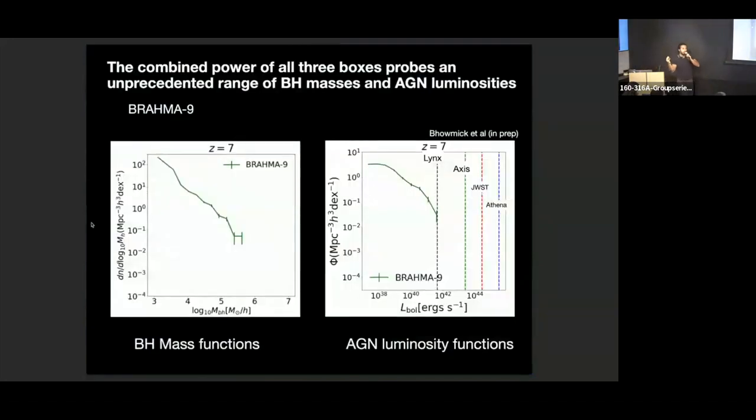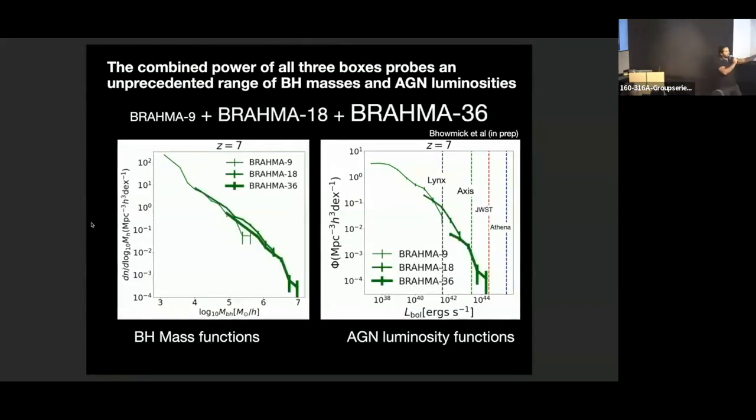And we are now able to self-consistently combine the power of all three of these boxes to probe an unprecedented range of black hole masses and luminosities at these high redshifts. So here I'm showing the black hole mass functions and AGN luminosity functions. If we only probe the Brahma 9 box, then we are only able to probe black hole masses between 10 to the power 3 to 10 to the power 5 solar masses, and AGN luminosity is only barely up to the Lynx limit. But if we combine all three boxes, we are able to probe black hole masses up to 10 to the power 7 solar masses, and AGN luminosity is well past the Lynx and the AXIS limit, close to the JWST limit at redshift 7.